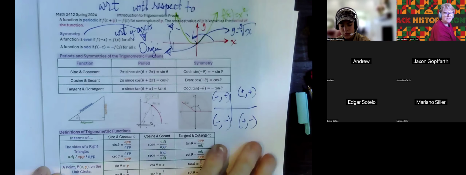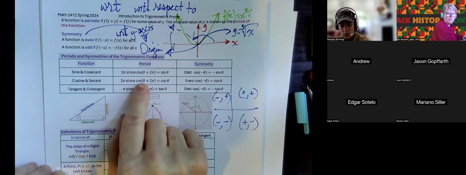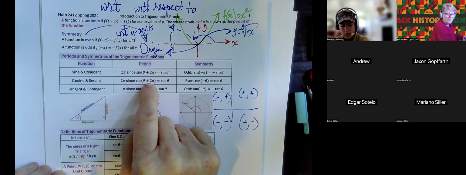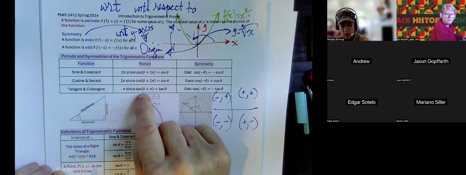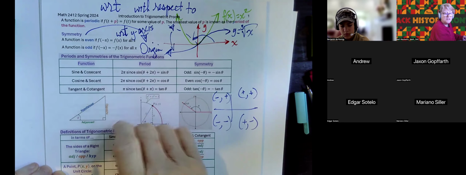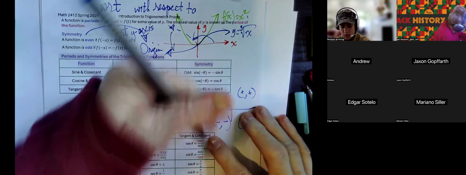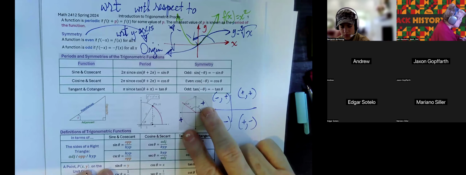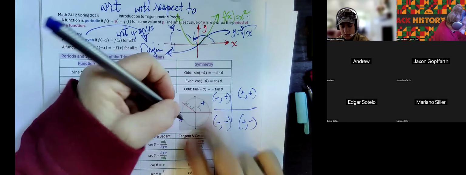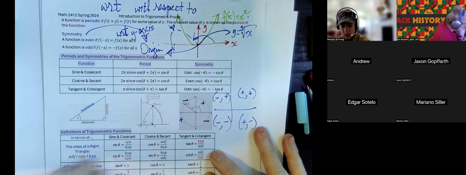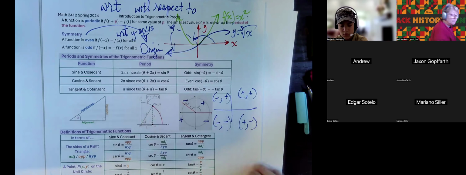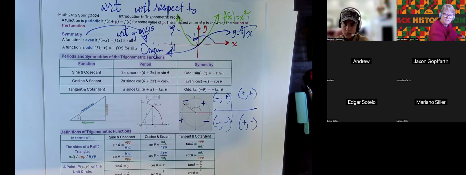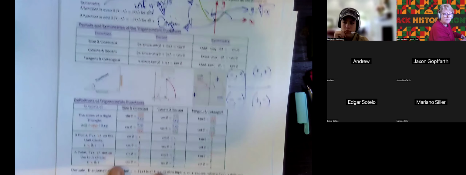For periods, sine and cosine repeat every 2 pi, but tangent and cotangent repeat every pi because they're positive in first and third and negative in second and fourth. So every pi unit, tangent and cotangent come back to the same.